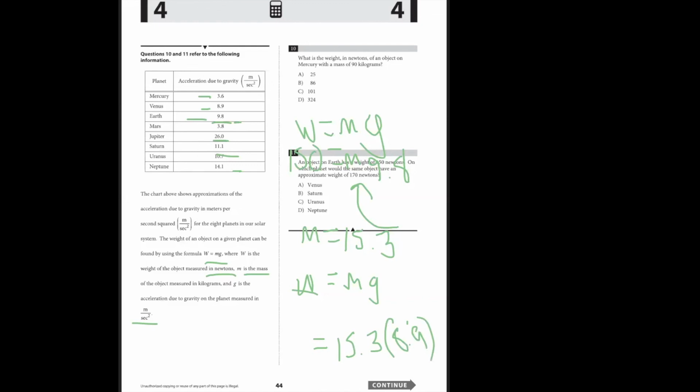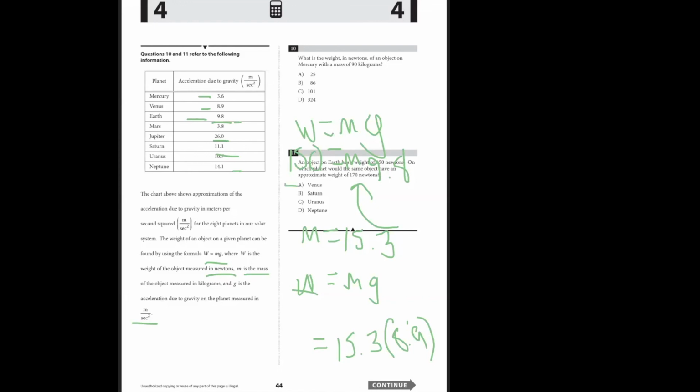You should get, oops, sorry about that. I think I messed up my calculation. Let me just redo that. Sorry. You should get 136.17. That's not 170, so that's out.